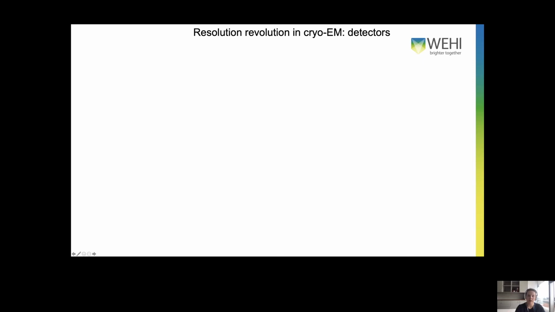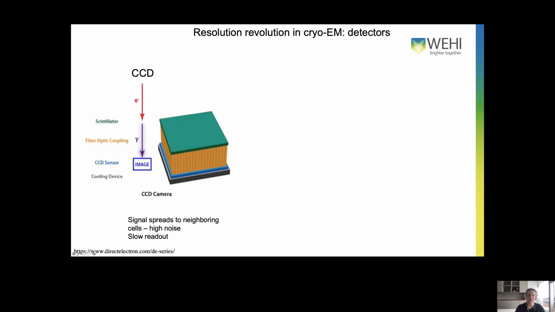So one of them is hardware developments. And one of the most important ones is detectors. So for a while, in the old days, people used film to collect images from electron microscope. However, it was not a very high throughput technique. Then came CCD, so the charge coupled devices.